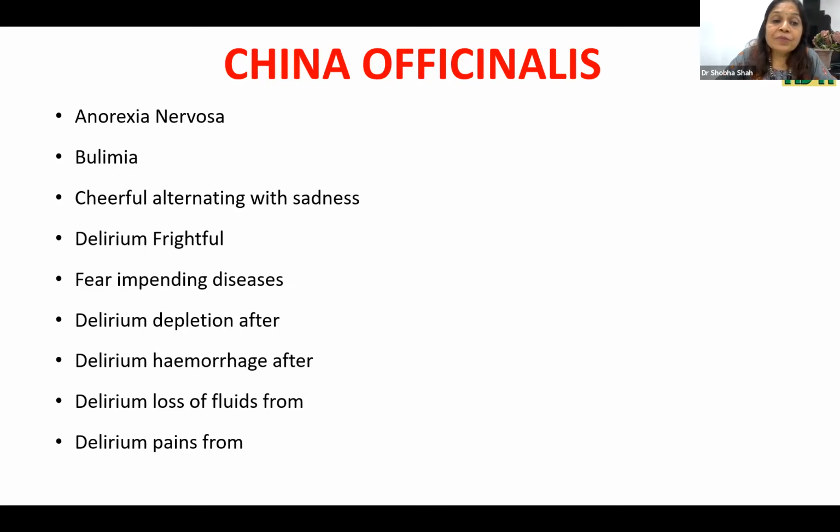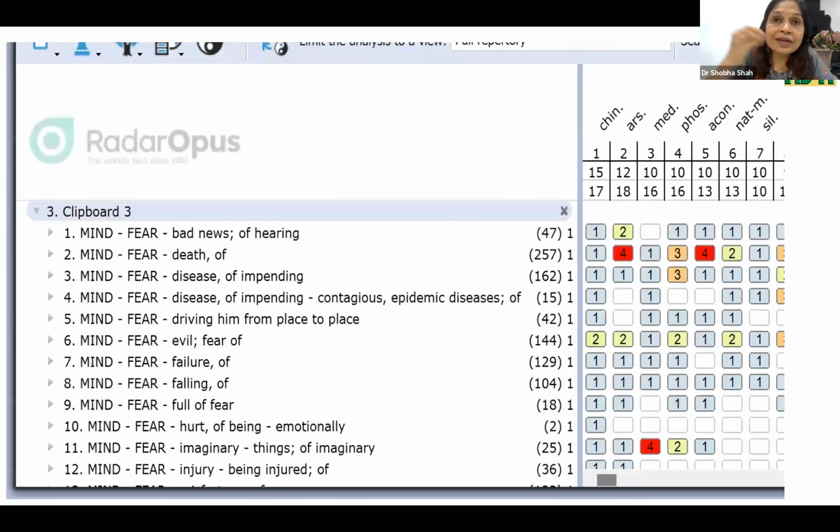Then there is a fear of impending diseases, delirium after depletion, delirium after hemorrhage, delirium from loss of fluids, and delirium from the pain. All these things, loss of fluids, hemorrhages, the hemorrhage is again another loss of one of the vital fluids. With all this and with the pains, the patient goes into delirium to that extent it is affecting him.